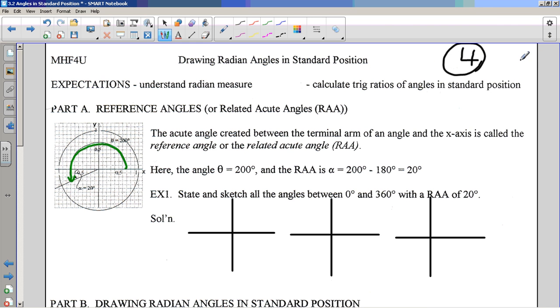Part 2 of the angles in standard position. We're looking at this sheet, drawing radian angles in standard position. And at some point, I know you're going to cut me off, and you'll probably do some of this in class, and that's kind of the plan.